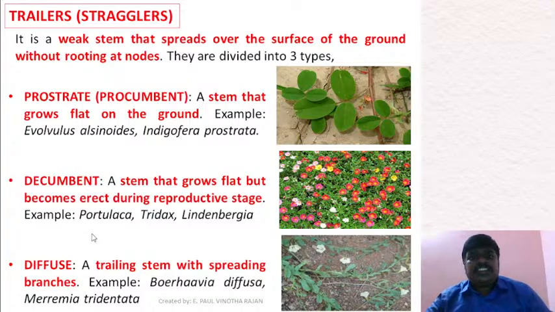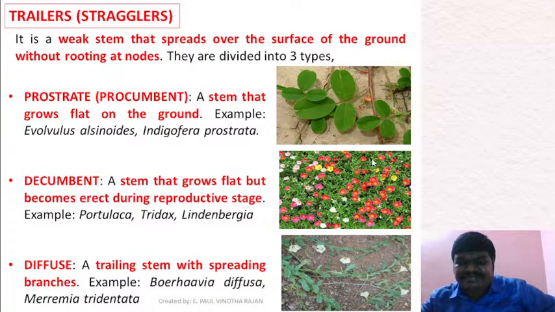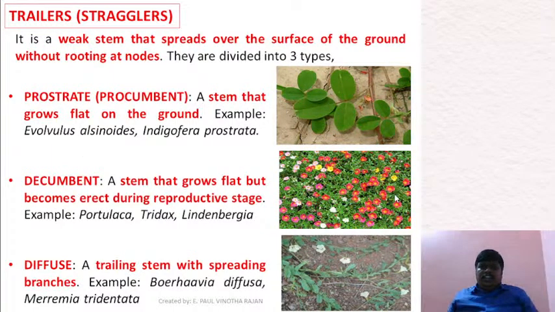Next is decumbent type. Decumbent type, the stem grows flat. See a difference here. The stem will grow flat. When it comes to reproductive stage, it will be erect. What is reproductive stage? You can see it here, the flowers. The stem will grow horizontally. Whenever the flower formation takes place, it will become erect. That is called decumbent. A third one is diffuse. A trailing stem with spreading branches. With more branches, it will be there. That is called diffuse type.